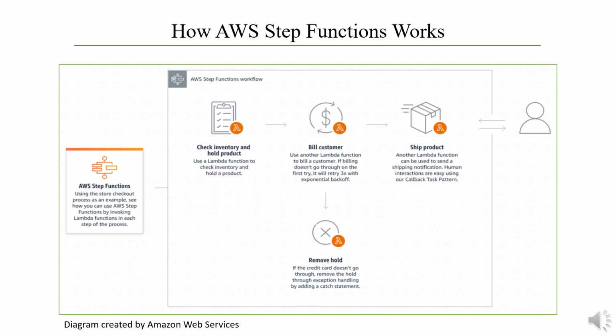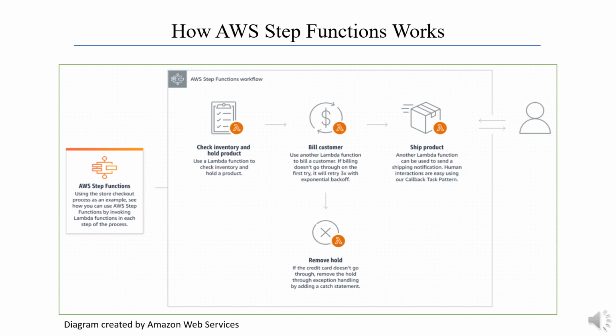Now let's see how AWS Step Functions works in a typical application environment. AWS Step Functions is a visual workflow service that helps developers use AWS services to build distributed applications, automate processes, orchestrate microservices, and create data and machine learning (ML) pipelines.